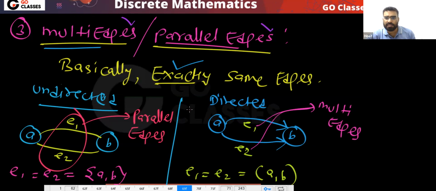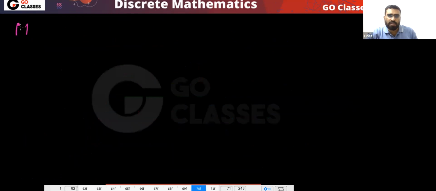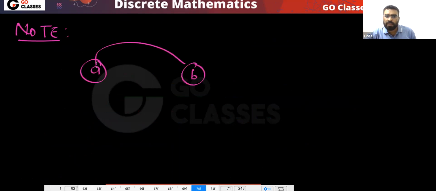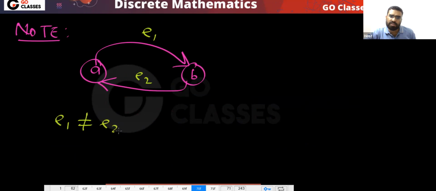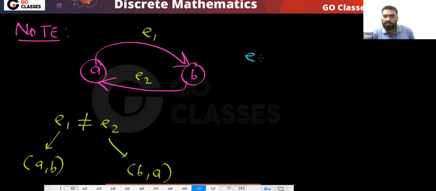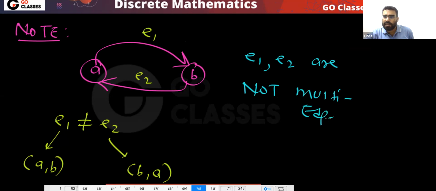Multi-edges. Okay, is this clear? Remember, this A, B, this and this, are not parallel edges. These are not multi-edges. Here E1 and E2 are different. E1 is not the same as E2. E1 is from A to B. E2 is from B to A. These are completely different, so E1 and E2 are not multi-edges. They are not parallel edges, because they are different.